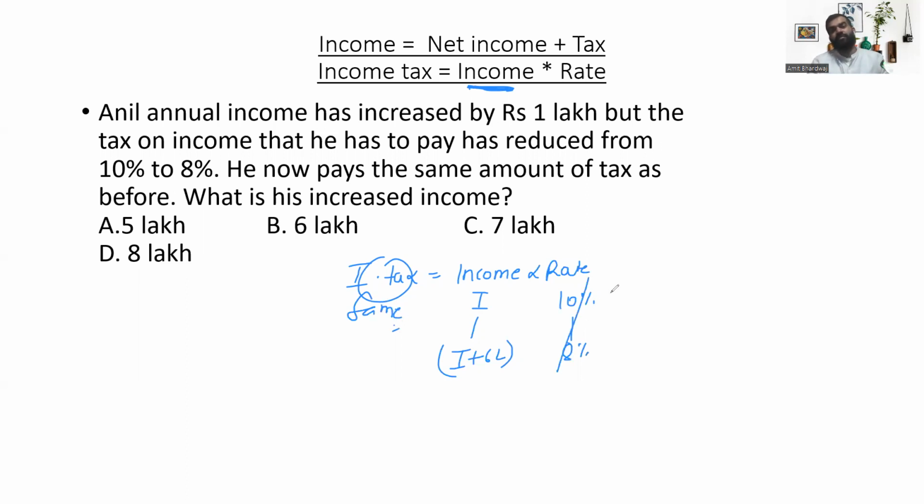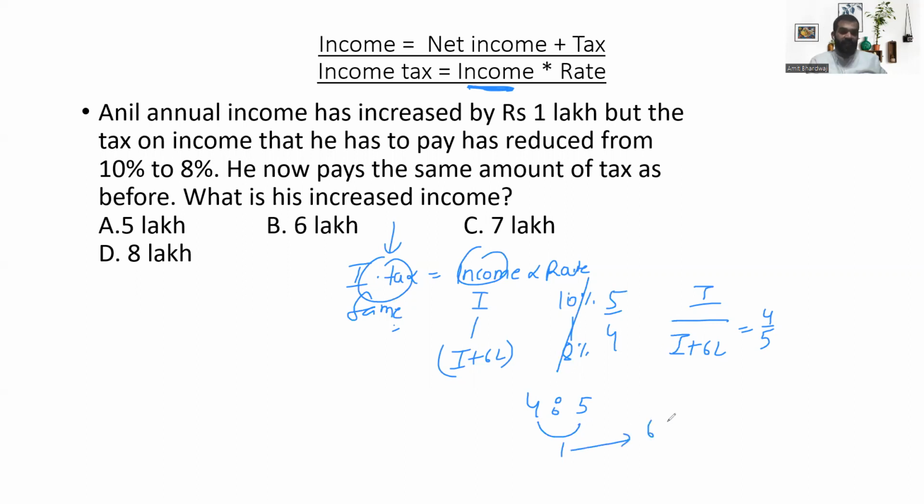As we know, if this is same, so if the rate ratio is 5:4, income should be 4:5. Anyways, I by I plus 1 lakh should be 4 by 5. Are you getting this point? Means initial income was 4, now it's 5. The change of 1, as per ratio, this 1 should be 1 lakh as per the data.